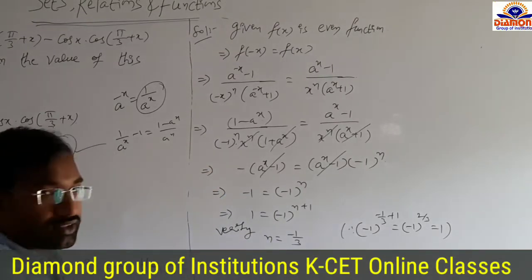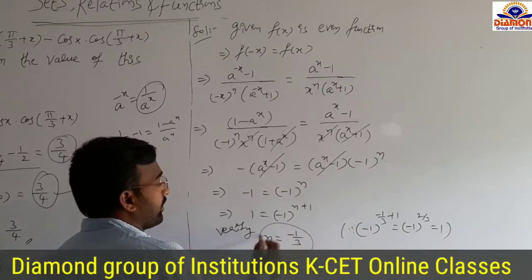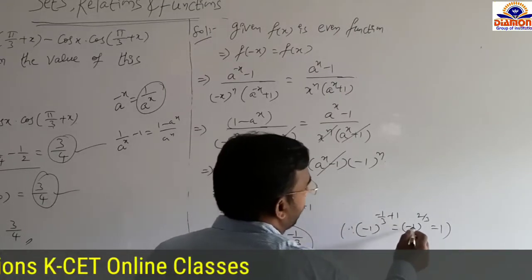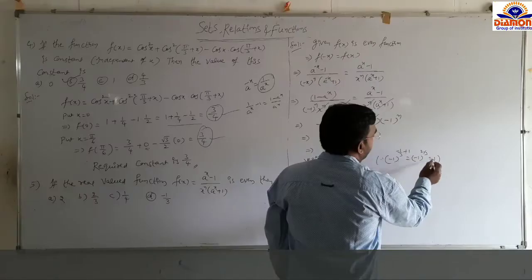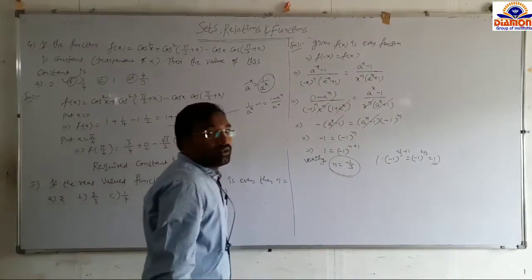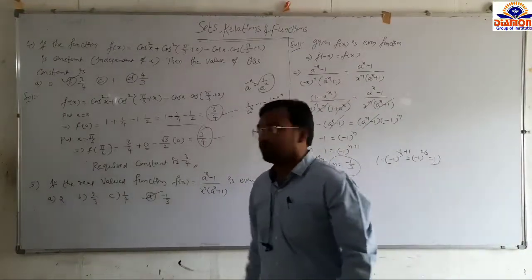Now verify the options by substituting values. If you take n equal to −1/3, at that time only you get (−1)^(−1/3 + 1), which is nothing but (−1)^(2/3) equal to plus 1. At that time only LHS equal to RHS is satisfied. So that's why option D is the right option.